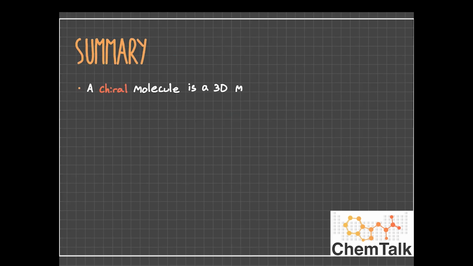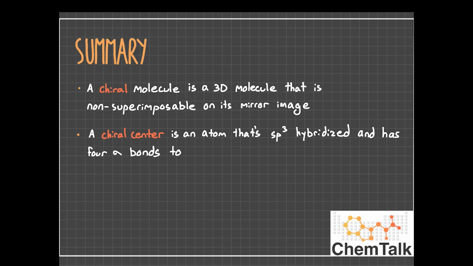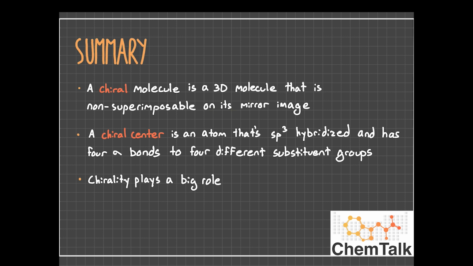In summary, we learned that a chiral molecule is a 3D molecule that is non-superimposable on its mirror image. We learned that a chiral center is an atom that's sp3 hybridized and has 4 sigma bonds to 4 entirely different substituent groups. And we learned that chirality has a big role in biological systems, such as within amino acids and the formation of proteins.